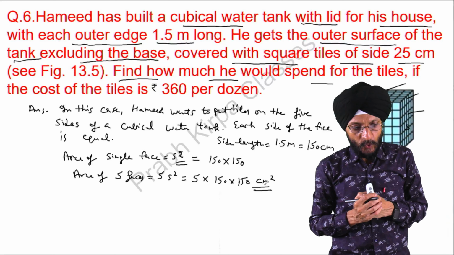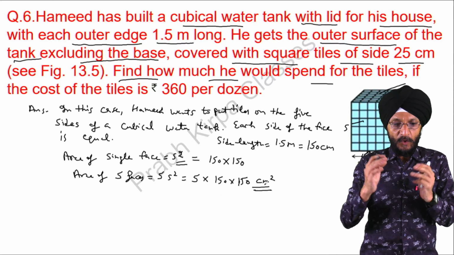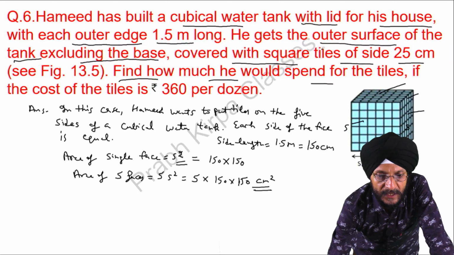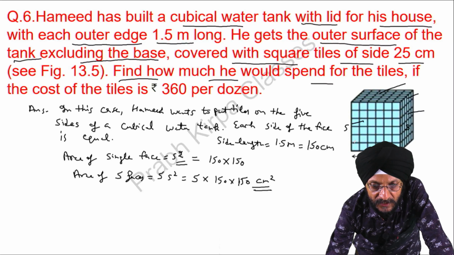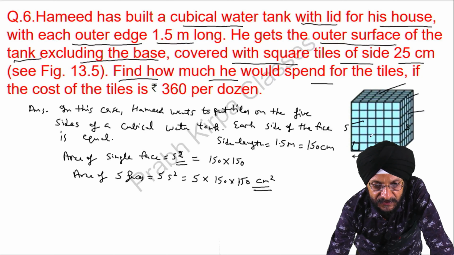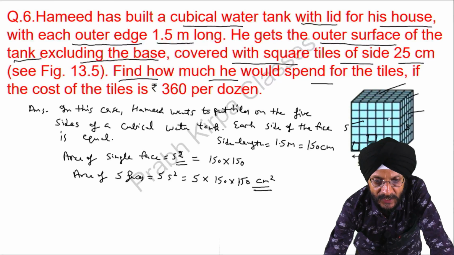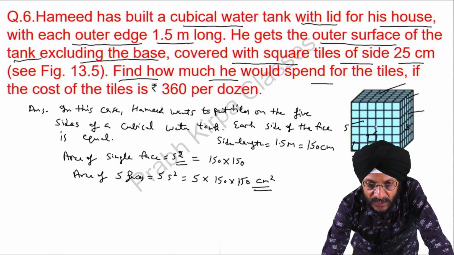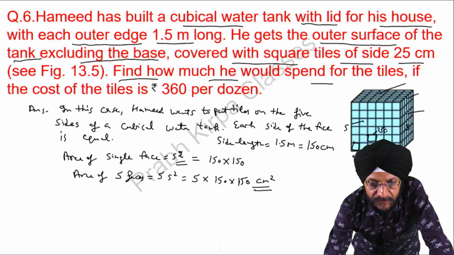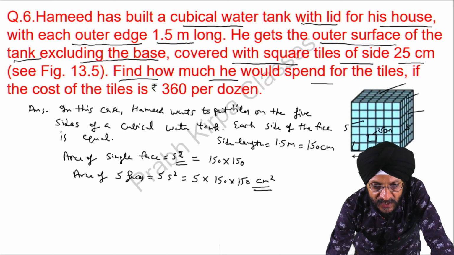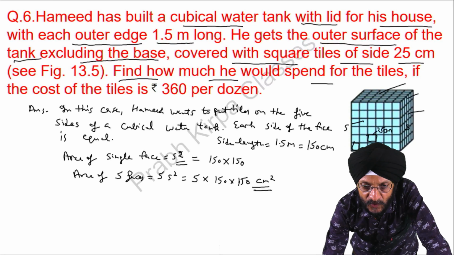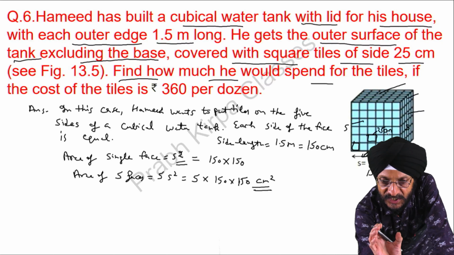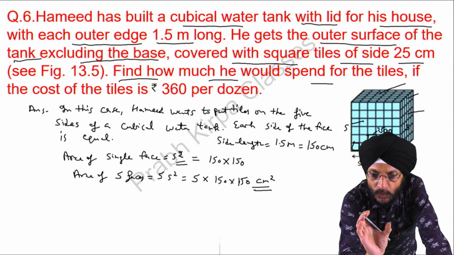Now what we will have to do? Now, the area of a single tile. This is the square tile. This is each tile. This is one tile. This is one tile. Now, what is the value of this tile? This side length of one side was 150 centimeter, and here it is 25 centimeter. Each tile is having side length of 25 centimeter.